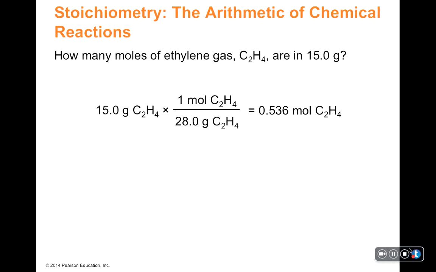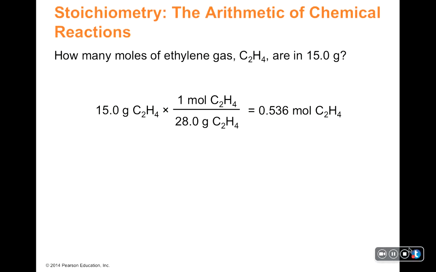and moles, and that would be the formula weight of ethylene gas. And that's a matter of putting the units in the correct places so that they cancel and leave you with the units that you're looking for. And again, use this approach and you'll always get the right answer. So 15 grams of ethylene gas, so we've got grams on the top there, and we want moles in our answer.